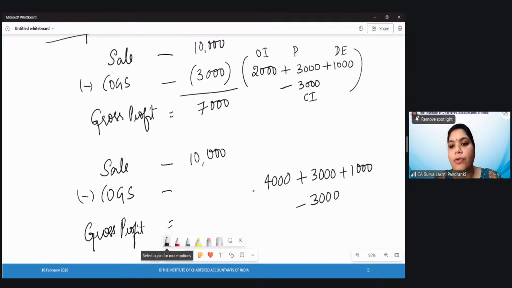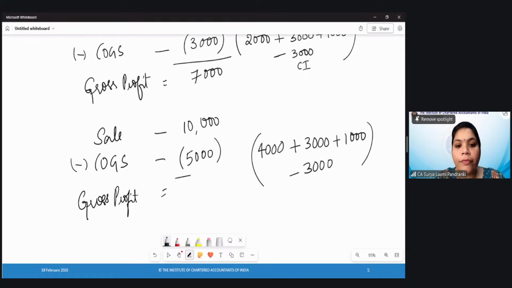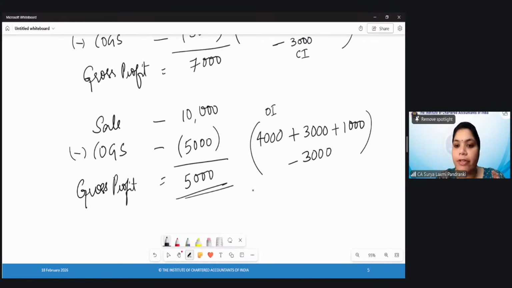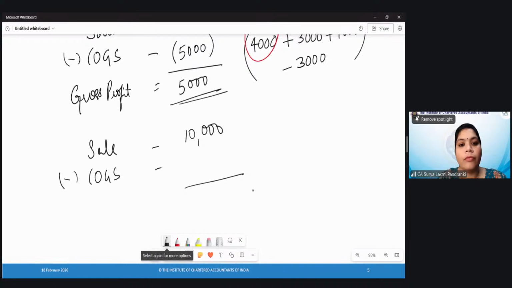Now what is the cost of goods sold? 4,000 plus 3,000, 7,000, 8,000 minus 3,000. So it is 5,000. Okay. So my gross profit is 5,000. Done. So what has changed here? Only the opening inventory has changed. Now let us take one more example. Then we will compare. Minus cost of goods sold, which will give me gross profit.